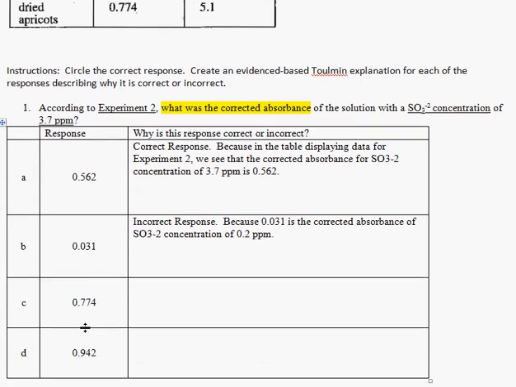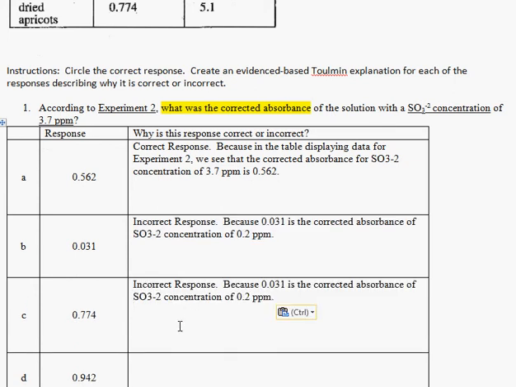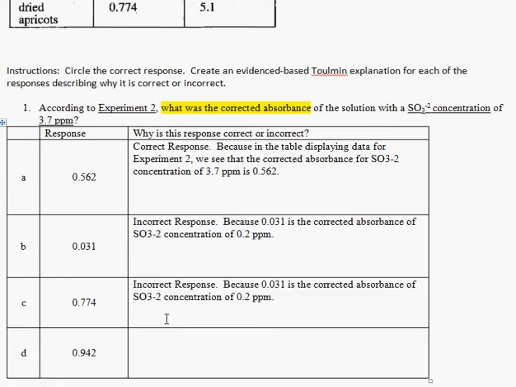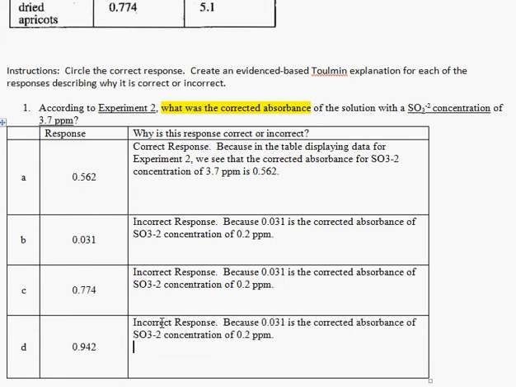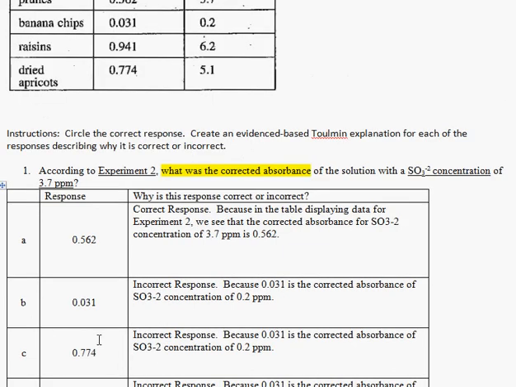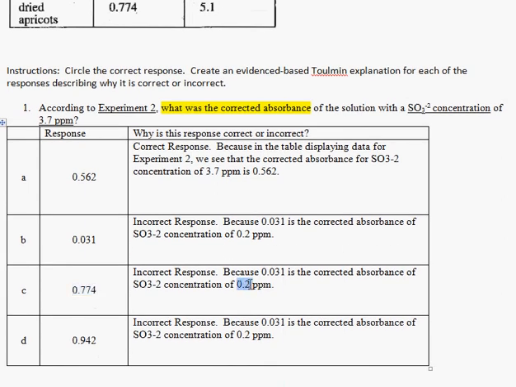Okay, I'm going to assume that these are probably similar, so I'm going to copy and paste this. So when you do it on your own, you can do a similar thing, although we do have to change the numbers, right? Because the next one is 0.774, so we go up here and look for that. We find it here, and that's for an SO3 minus 2 concentration of 5.1 ppm. So we're going to change this to 5.1.